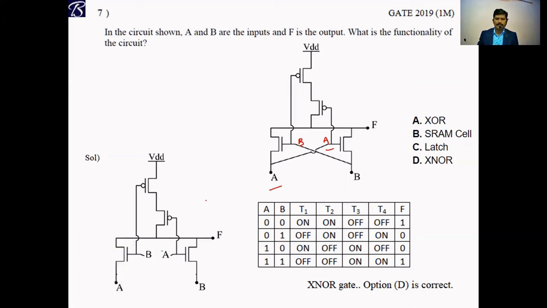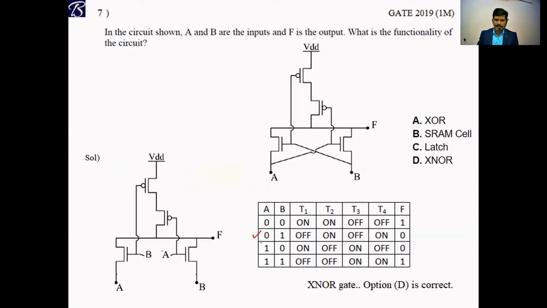Now, whenever A and B are 0, 0, that means this is equal to 0. This is also 0. Then what is the output here? Whenever these two are both zeros, this will be off, this will be off, and this will be on and this will be on. So directly VDD is connected here. The output is 1. That is the first case.